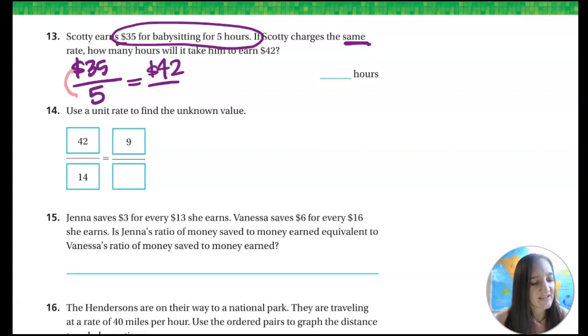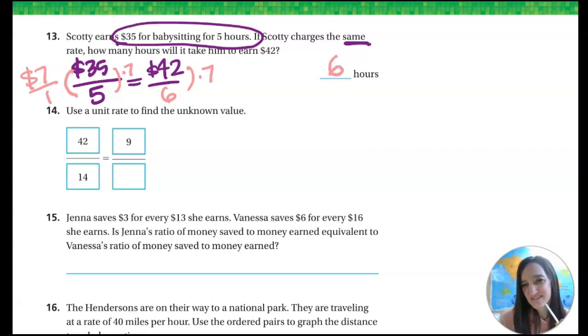Well, I see that this is the same as $7 for 1, right? This is a times by 7 relationship. So what can I times by 7 to get 42? It is 6. 6 hours.